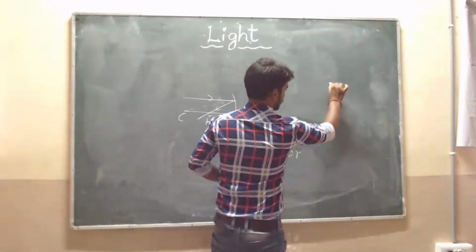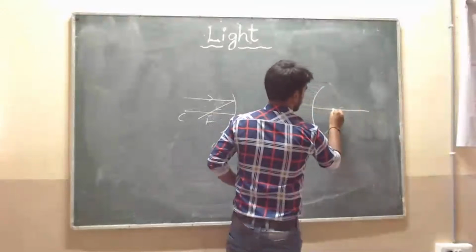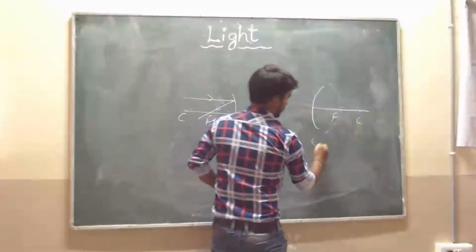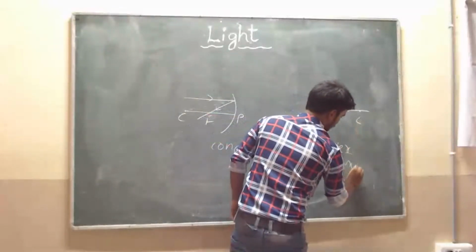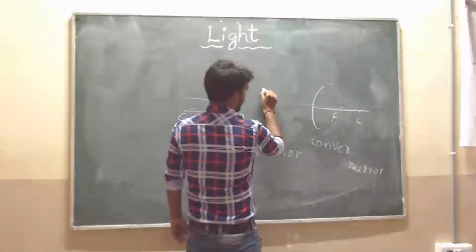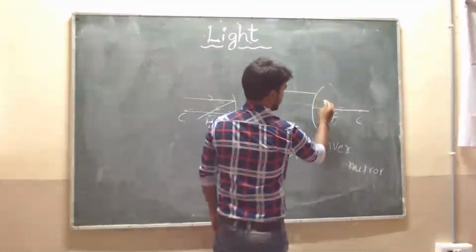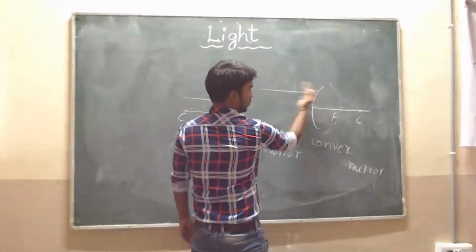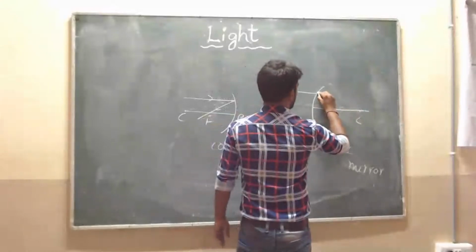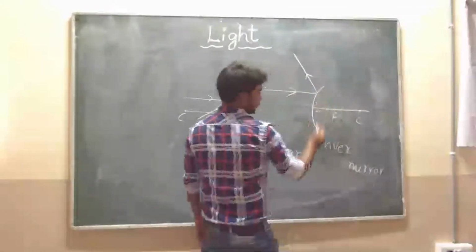Then in a convex mirror, now consider a ray of light parallel to the principal axis. After reflection, it passes through the principal focus. Now see here, the reflecting surface is outwards. It is not facing, it is away from the center of curvature. So after reflection, it passes like this. See, if you extend this line, then it passes through the principal focus.